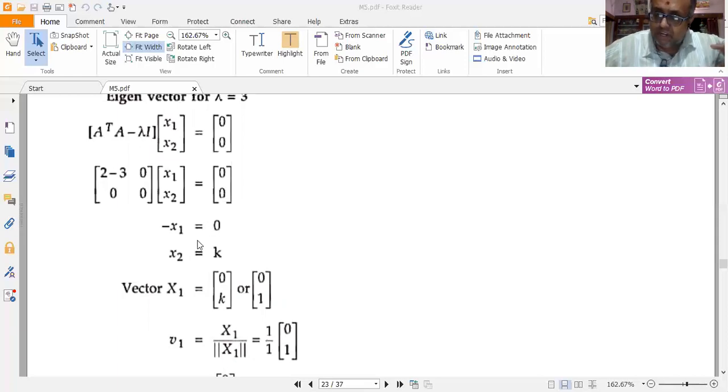So either x1 can be 0 or x2 can be 0. Here, since 0 x1 plus 0 x2 is equal to 0, I am having that. So that's why let x1 be equal to 0 and let x2 be equal to some arbitrary constant k. Now vector x1 is given by x1 x2, which is equal to 0 k.